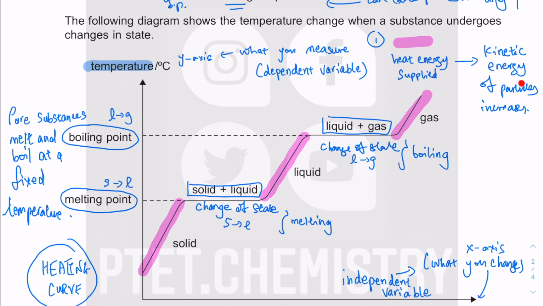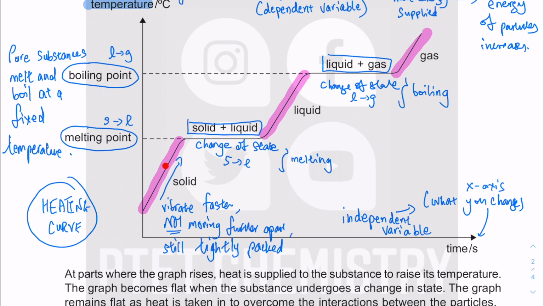There's the conversion of the energy. So the solid particles are moving faster. In fact, they are vibrating faster, but not moving further apart. So they are still tightly packed. Why? Because we are still talking about solid. Have they melted yet? No, because you are still below the melting point. So why would they melt? That's why this is solid, because the temperature is still below the melting point.